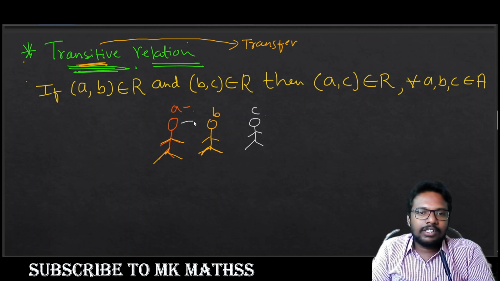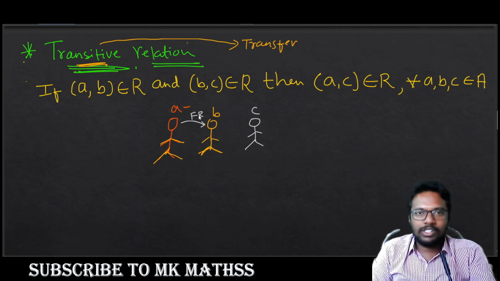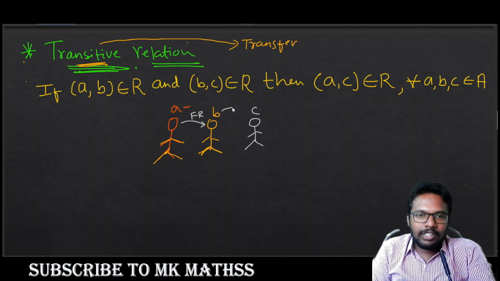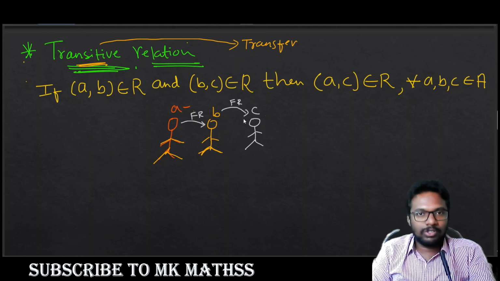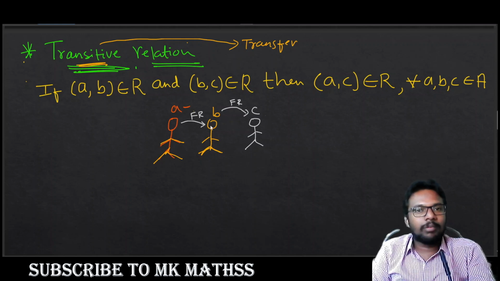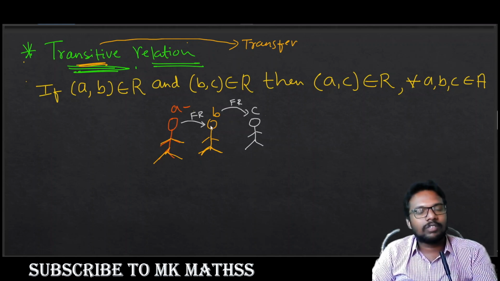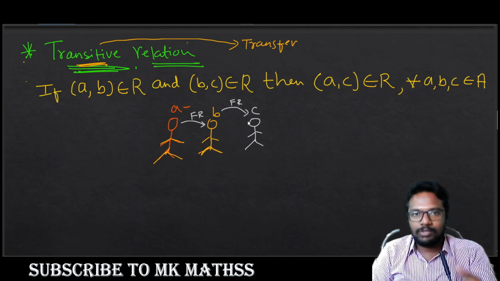Now A sends a friend request to B. Then B accepts the friend request, and these two become friends. After some days, B sends a friend request to C, a third person, in Facebook or Instagram. Now these two become friends. First A and B become friends, and after some days or months, B and C become friends.